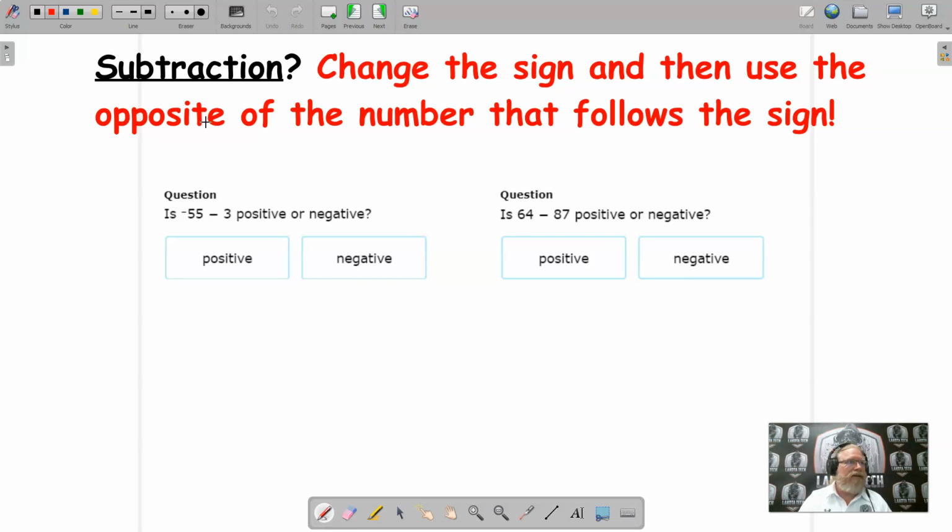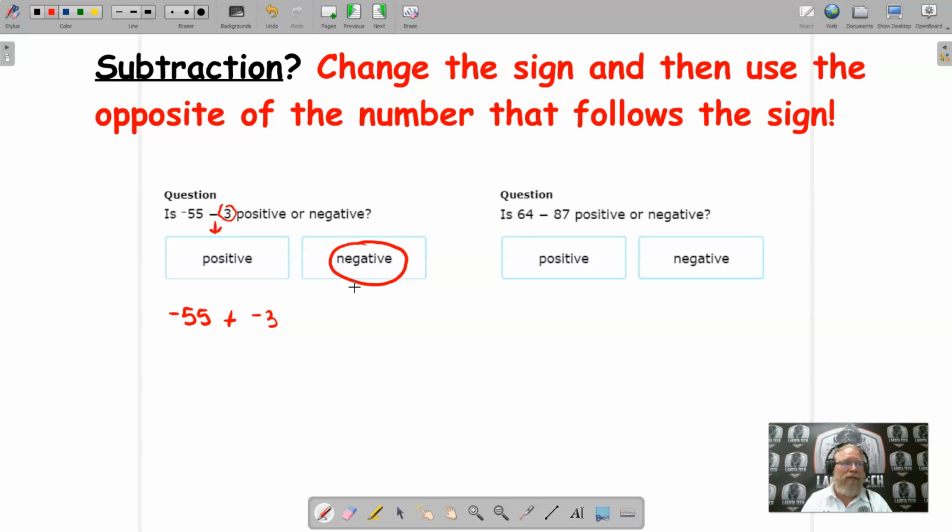So let's look at what this means. Whenever we talk about subtraction actually being the addition of a negative number, here's how we get there. We change the sign and then use the opposite of the number that follows the sign that we changed. So let's take negative 55. We're going to keep the first number the same. We're going to change the sign from subtraction to addition. Then we're going to take the opposite of the number that follows that sign. So the opposite of 3 is negative 3.